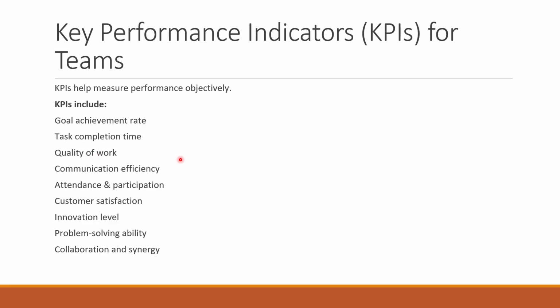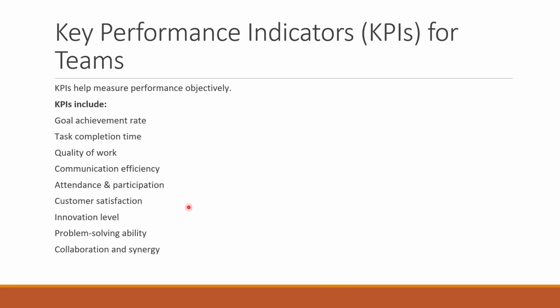Then is the quality of work: are the tasks completed without any errors? If yes, then their KPI is given a higher score. Then there is communication efficiency, which is whether information is flowing smoothly within the team or not. If there is a gap in the information flow, that means the team is not performing well. Then there are attendance and participation, which of course talks about the presence of team members and the level of participation in the completion of the task.